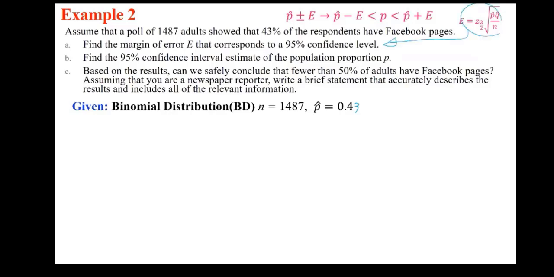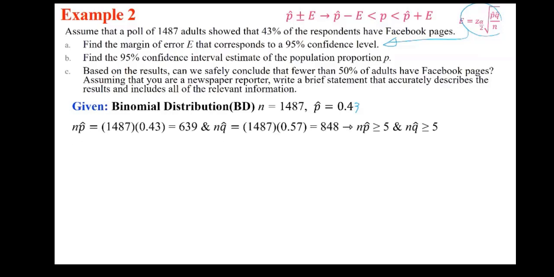Now, what we really should check: can we use an approximation? We don't have a p, therefore we stick with p hat. Now, instead of np and nq, we really should calculate n p hat and n q hat. When we do the calculation, they are both large, and therefore it's safe to use the approximation.